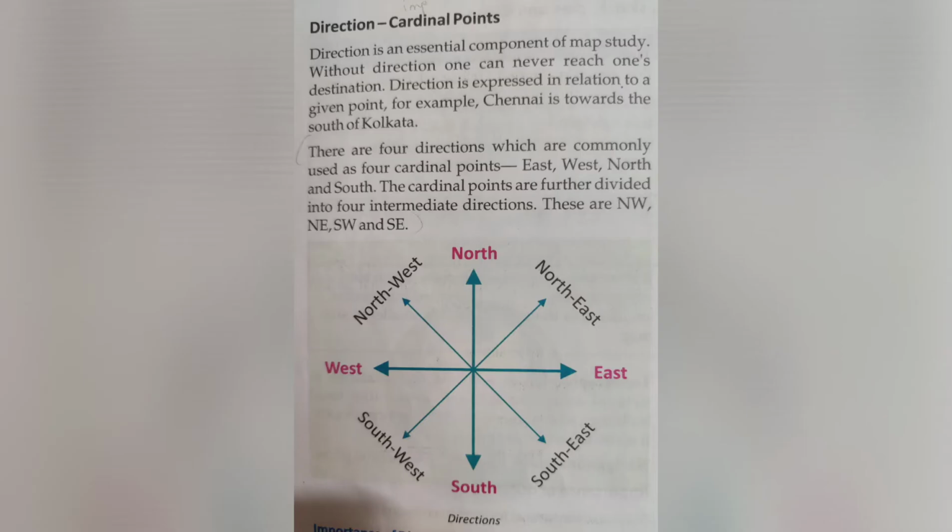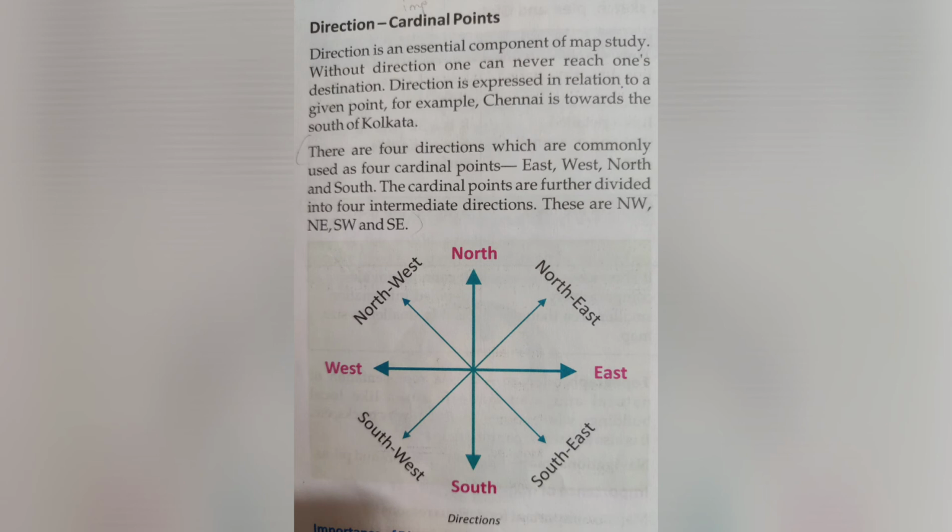Now, direction, cardinal points. Direction is an essential component of map study. Without direction, one can never reach one's destination. Direction is expressed in relation to a given point. For example, Chennai is toward the south of Kolkata. So to reach Chennai from Kolkata, we have to go in the south direction.